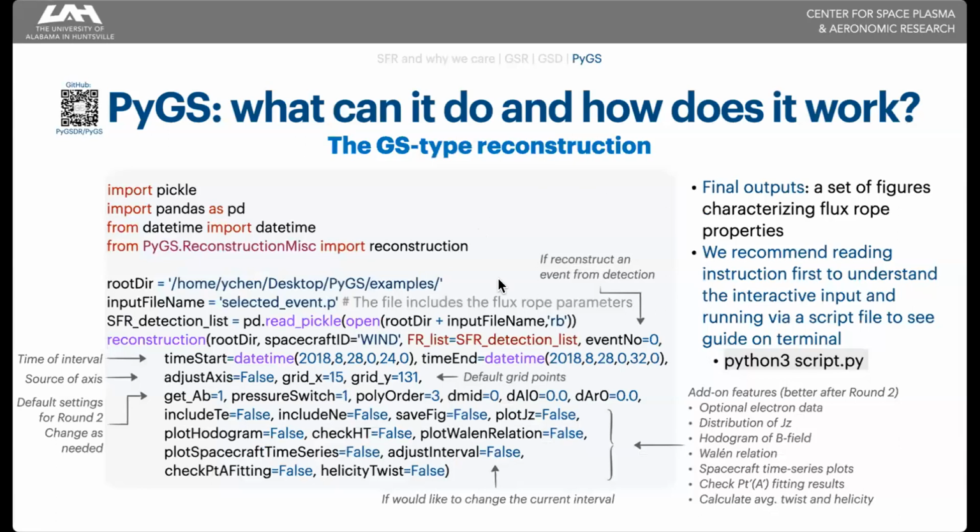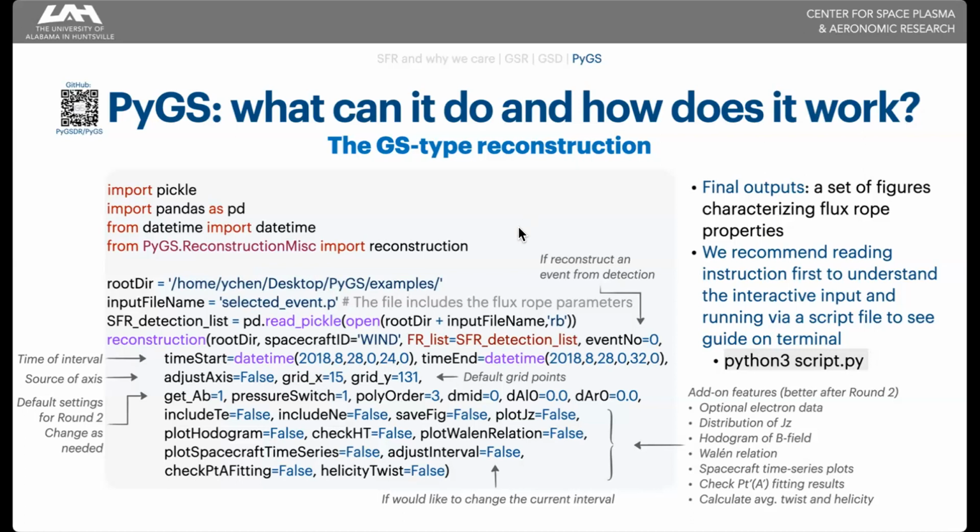This is a coding example of the JS reconstruction. The final outputs include a set of figures characterizing flux group parameters. Since this reconstruction is a little bit complicated, we recommend users read the instruction first to understand the interactive input. And also we have several information, guidelines, and warnings on the terminal; running via script file is preferred.